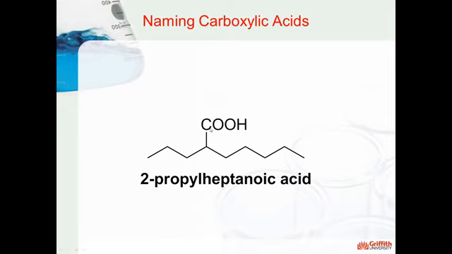So again, the longest chain must contain the highest priority functional group. So this would not get named as a 9-carbon compound. It would be a 2-propyl coming off the heptanoic acid. So a propyl group coming off carbon number 2 of heptanoic acid. Again, we don't have to number where the carboxylic acid is. So similar to an aldehyde, it must be at the end of the chain, so we don't have to say that it's a 1-oic acid. So heptanoic acid will indicate where the carboxylic acid functional group is.